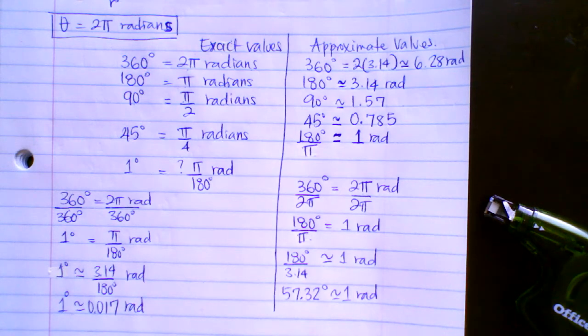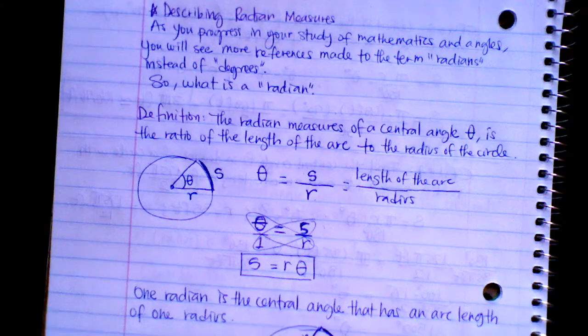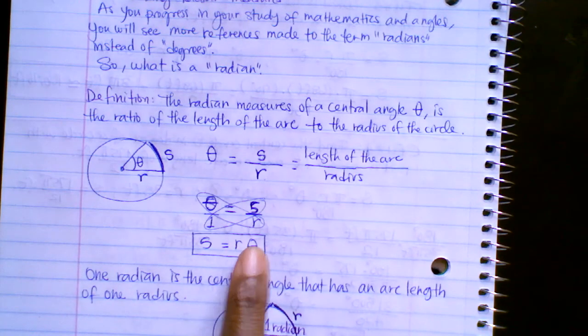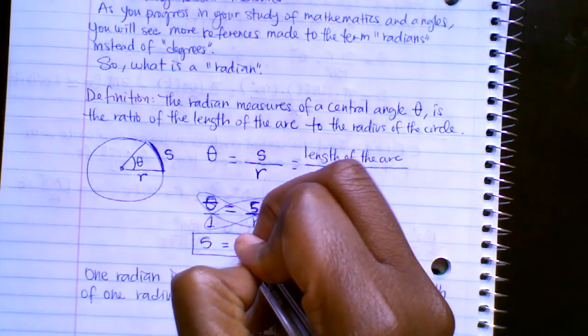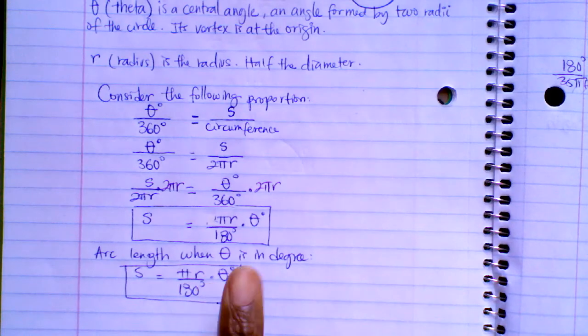So my question is, what is the formula to find the arc length when theta is in radians, not degrees? The formula you use to find the arc length when theta is in radians is s equals r times theta, and theta must be in radians, not degrees. If theta is in degrees, that's when you use the other formula for the arc length.